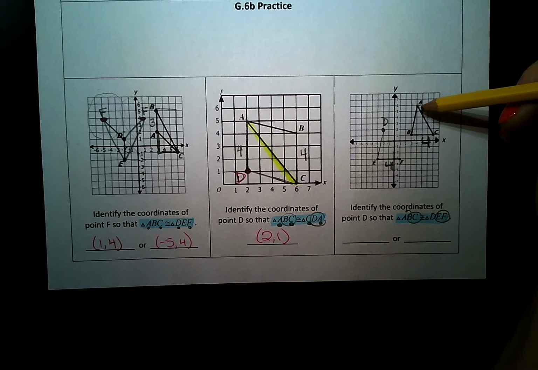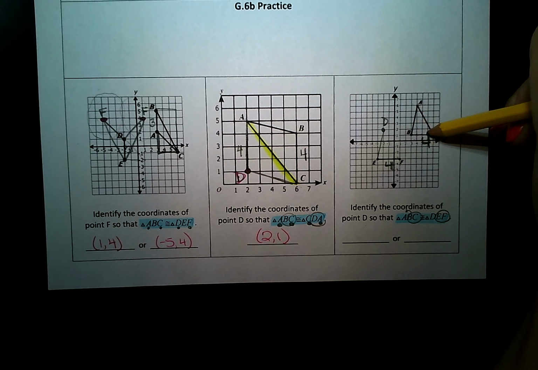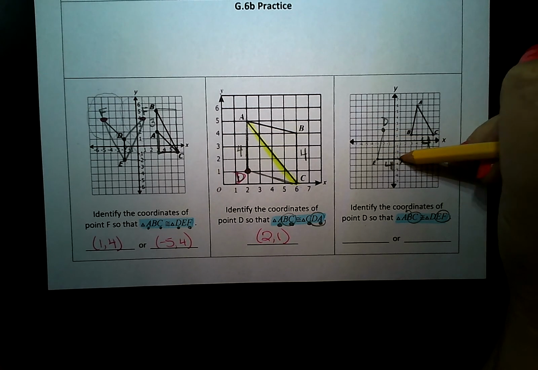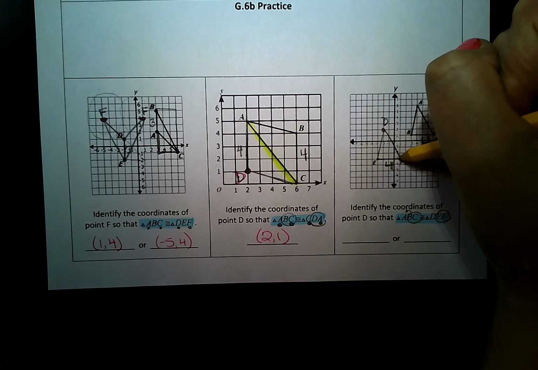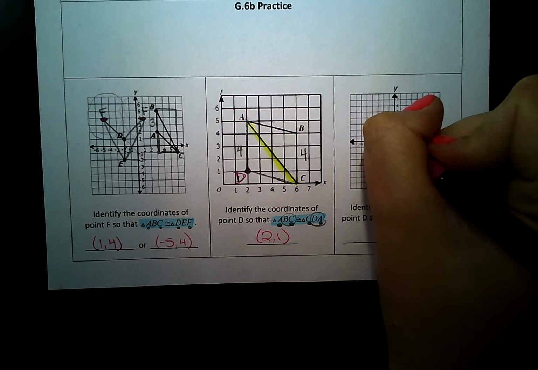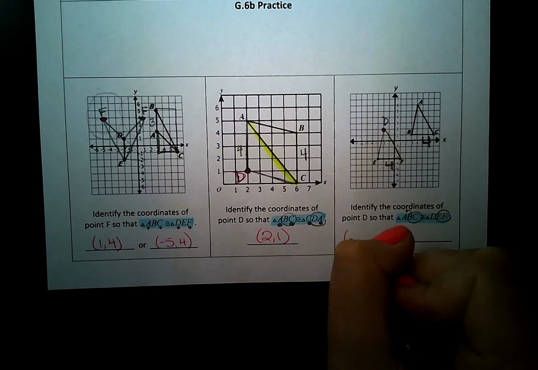Okay, let's check out A to C. This would be a rise of 1, 2, 3, 4, 5, a run of 3. I think we have a match. D is in a good location to create a congruent triangle. That's the point -2, +2.